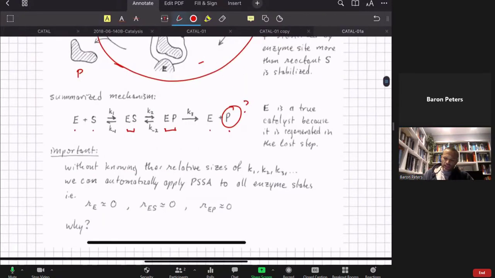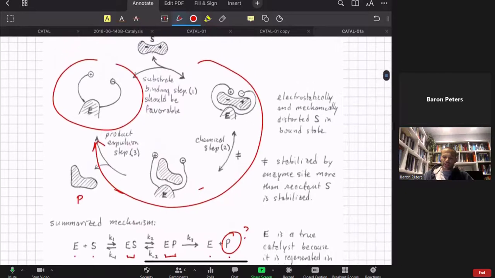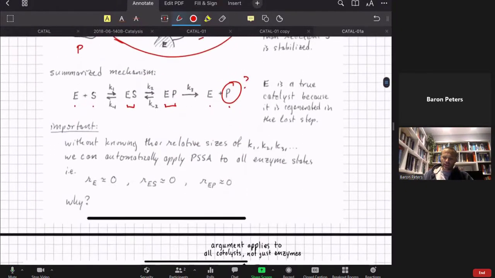Without knowing the relative sizes of all the rate constants, so remember in our previous lectures on the pseudo-steady-state approximation, in order to justify the PSSA, we had to think very carefully about the relative sizes of the rates in different steps. And it was only valid in certain cases. Now, in catalysis, and in enzyme reactions in particular, we can apply the PSSA to all of the enzyme states automatically. We don't have to know the relative sizes of these rate constants.